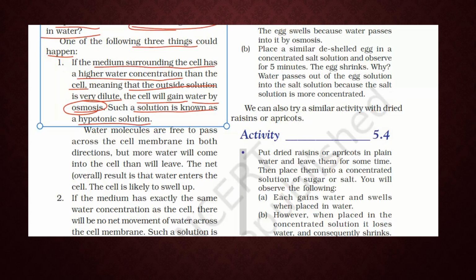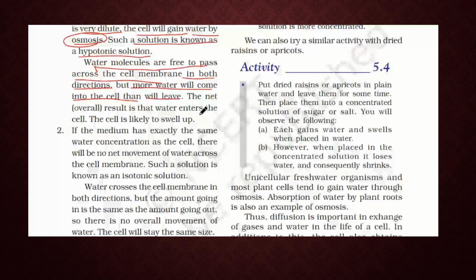Okay, so now we will move on to the next one. Now here, what is the condition? The water molecules are free to pass across the cell membrane in both directions, but more water will come into the cell than will leave. So the molecules of water are free to move inside or outside, but more water will come into the cell than leave the cell, right? So the net result is that water enters the cell and the cell will swell up. So we will see the constant swelling of the cell as water is moving by osmosis from outside to inside of the cell.